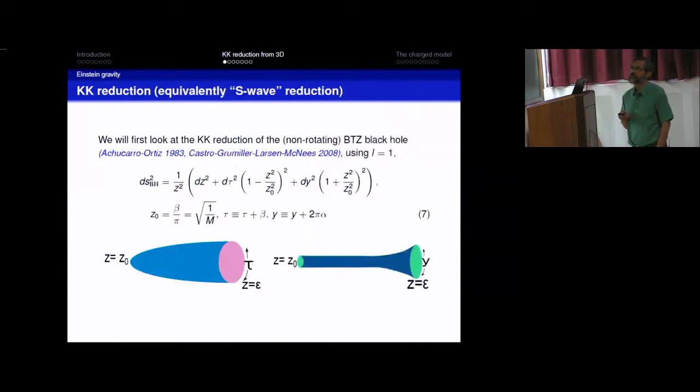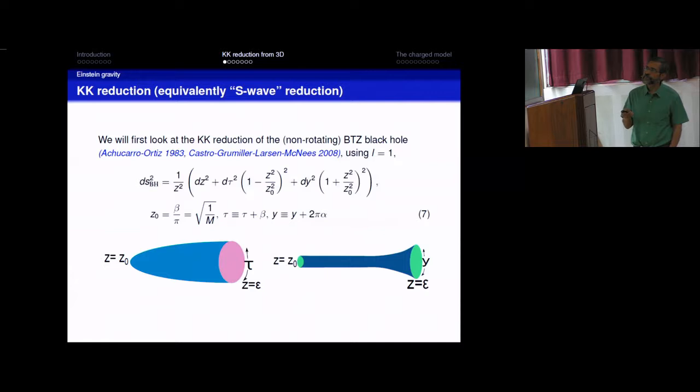Okay, so let's go. So we will first look at the Kaluza-Klein reduction of the black hole, and then we will go to the dynamics and the Lagrangian later on. So this is, as I said, Achucarro and Ortiz, this should be 93, sorry, this should be 93, and Castro et al., 2008. So here I have used the L equal to 1 convention.